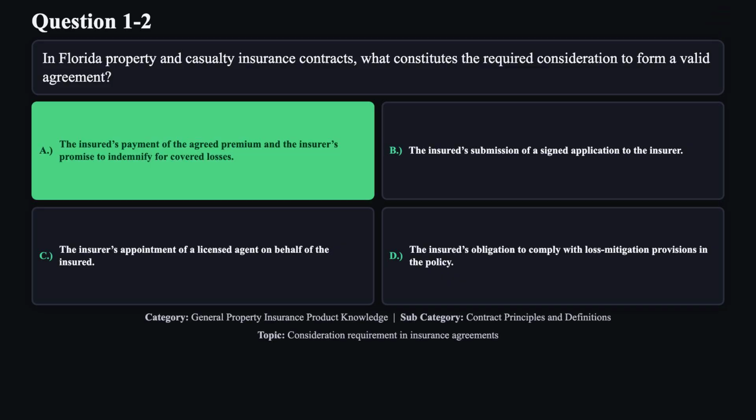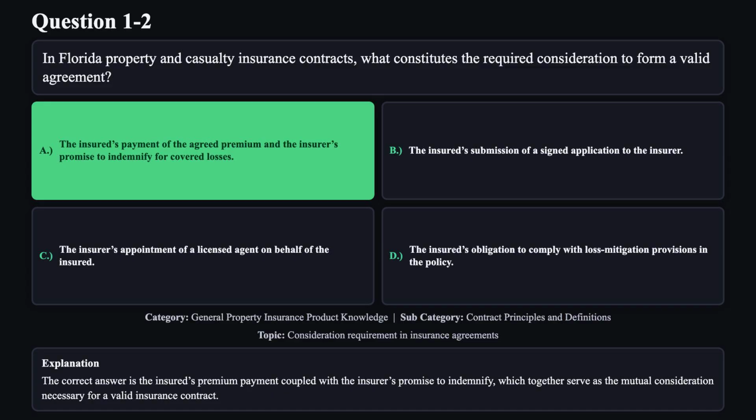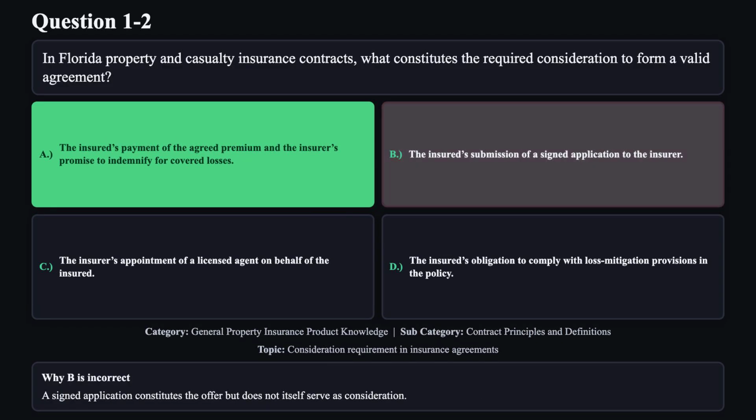The correct answer is A. The correct answer is the insured's premium payment coupled with the insurer's promise to indemnify, which together serve as the mutual consideration necessary for a valid insurance contract. Reason B is not correct. A signed application constitutes the offer but does not itself serve as consideration.